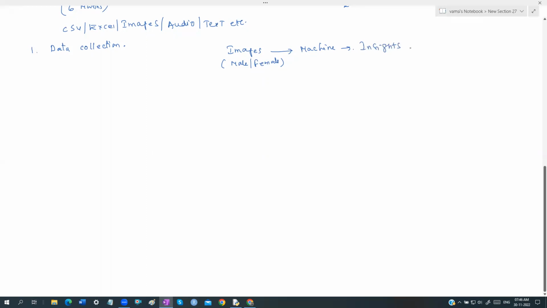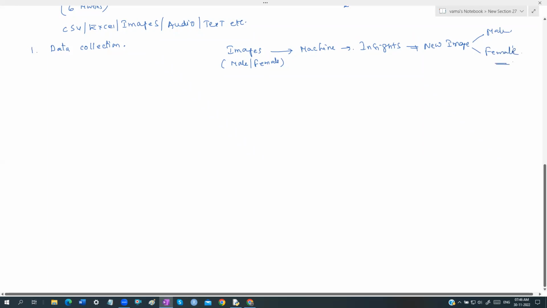Now, based on these insights, whenever I give a new image, the machine will automatically say whether the person in the image is a male or a female. Yes, it can do it, guys.